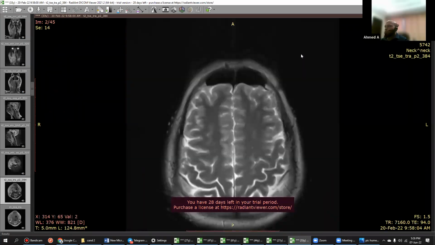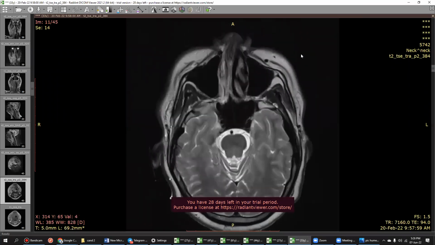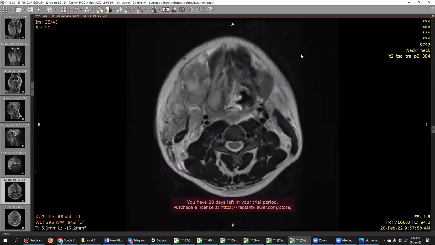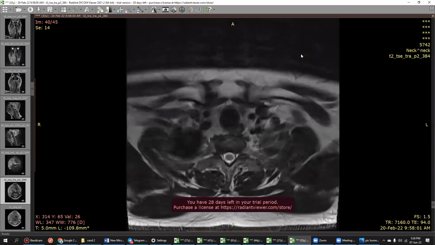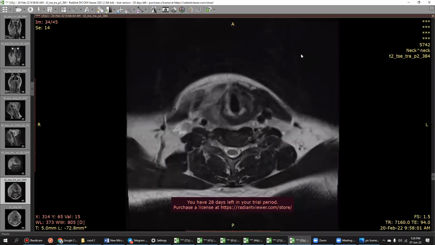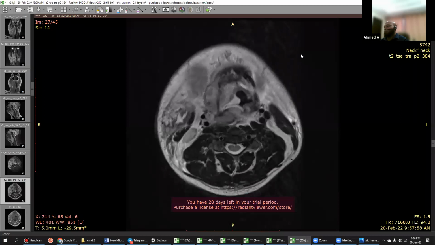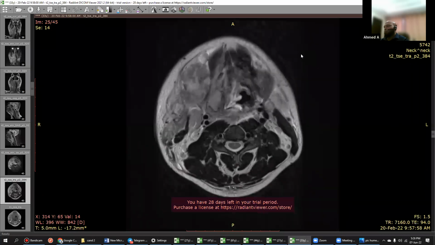You can scroll. Okay, I've been provided with axial images of brain MRI. This is T2 weighted images. I'm going from down to up.